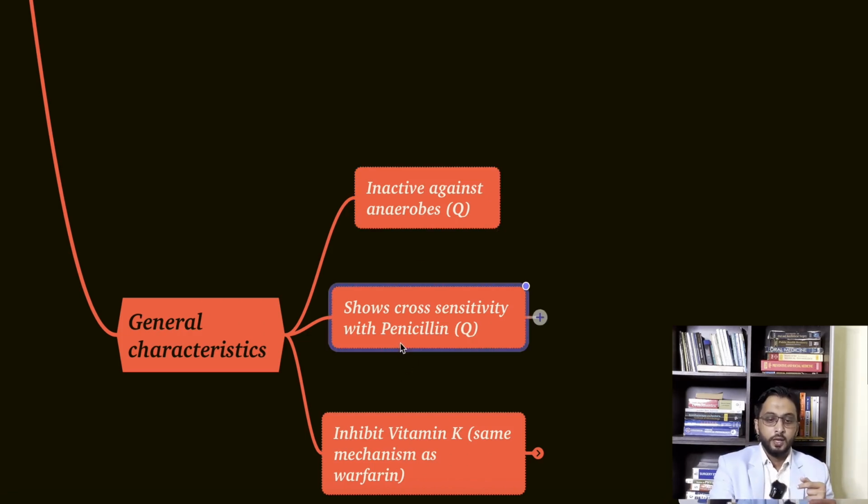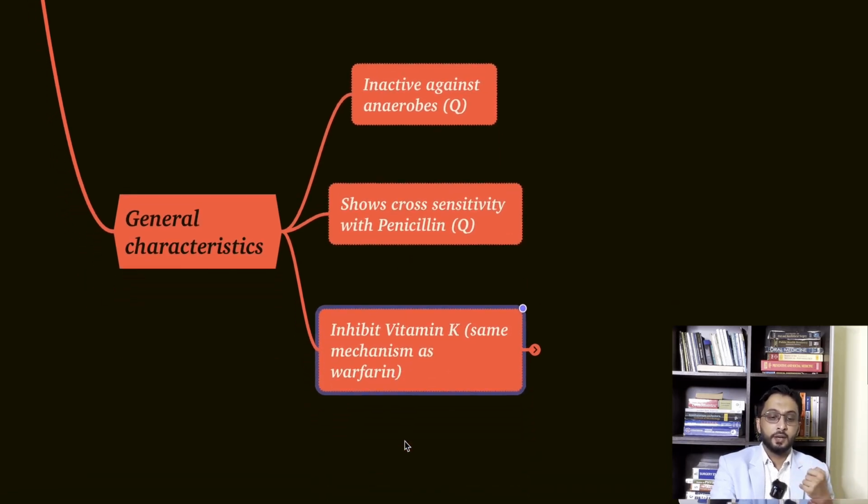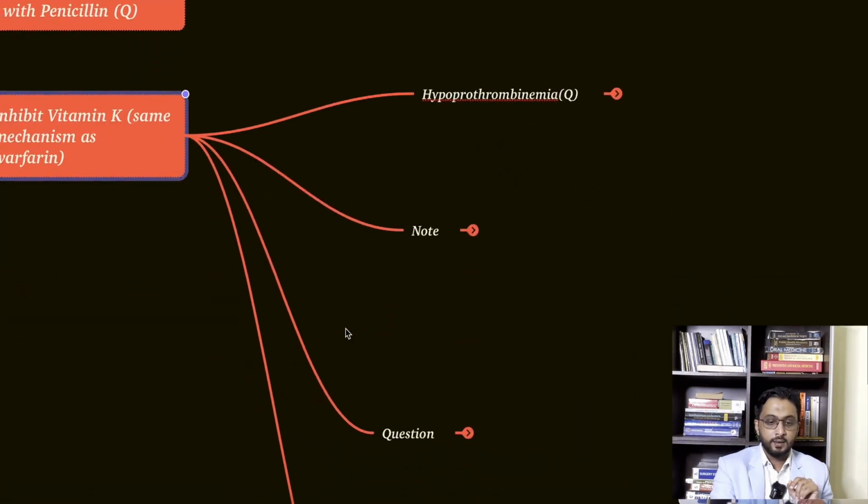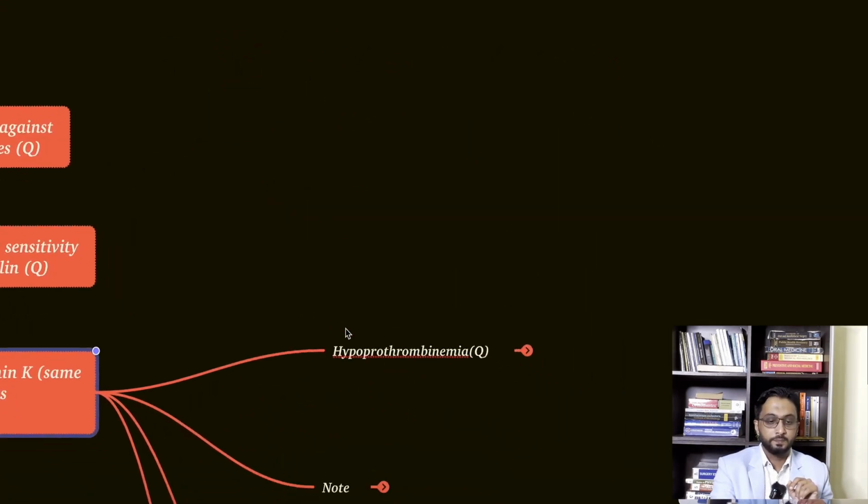Just to note, I told you it shows cross sensitivity with penicillins, and this is very important. They inhibit vitamin K. I told you it has the same mechanism as warfarin, but very mild. Otherwise, it would have been used as an anticoagulant. But if you give these two drugs together, that's a danger point. Same mechanism as warfarin, so that has a synergistic effect. I'll come to the question very soon.